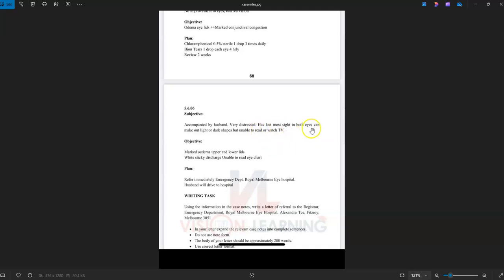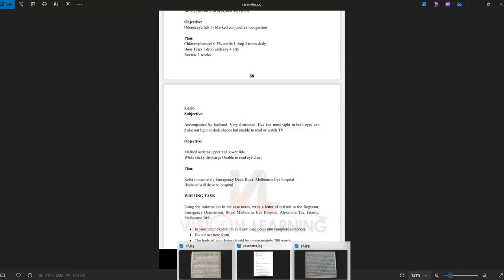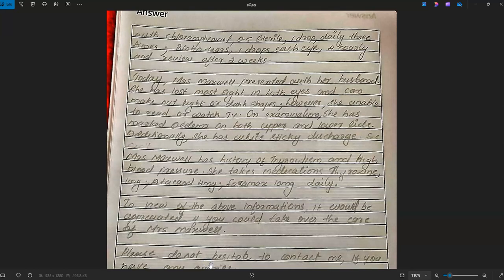Has lost most sight in both eyes, can make out light. That's virtually a copy paste. Don't do it. They don't like it. You need to paraphrase. Marked edema, both upper, is it on or in? I would imagine it will be in both upper and lower lids. Additionally, she has white sticky discharge. Has a history of thyroidism, high blood sugar, takes medication. Okay, you can put that there, but please note it is secondary information.